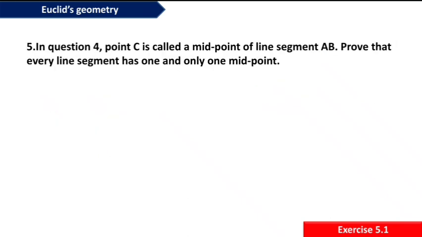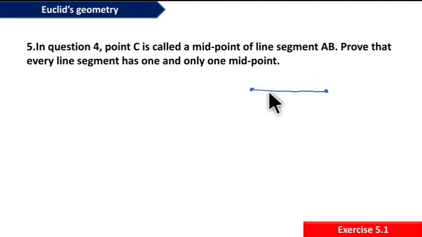Now let's see the next question. In question number 4, point C is called the midpoint of a line segment AB. Prove that every line segment has one and only one midpoint. Here we have to prove that a line segment has only one midpoint. But to prove that, we need 2 midpoints. First we have to consider 2 midpoints.